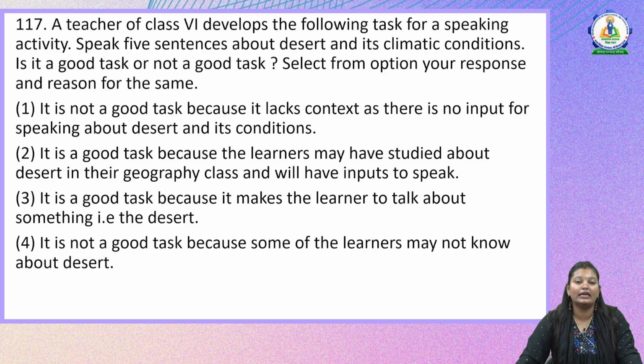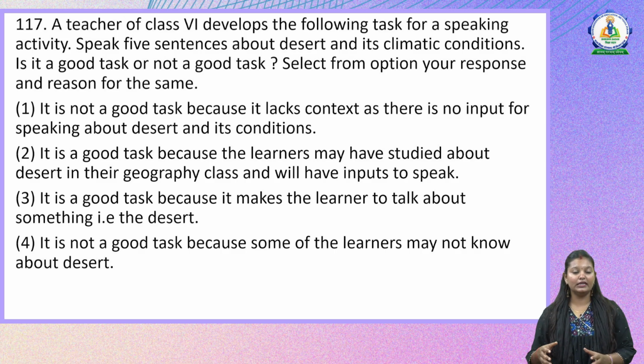So whether this activity is a good activity or not, and why it is good or why it is not good, the reason also we need to select. Let us look at the 4 options here. Remember that the instruction provided was only to speak 5 sentences about desert and its climatic condition. Option 1 is, it is not a good task because it lacks context as there is no input for speaking about desert and its condition.